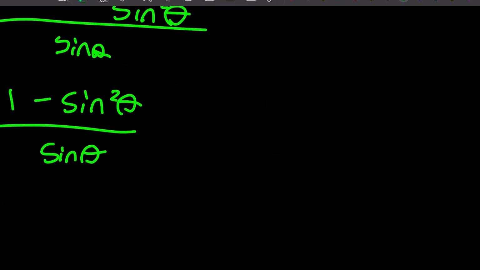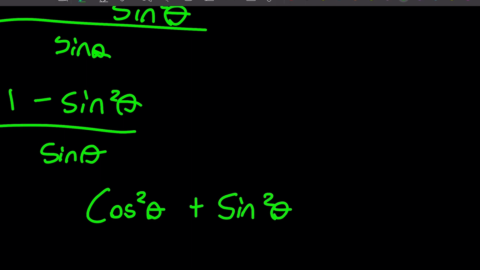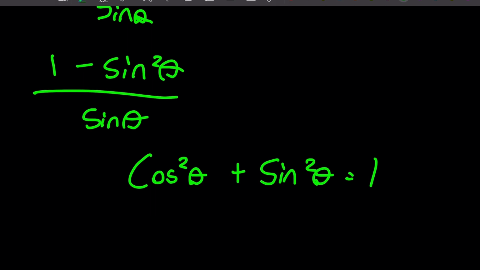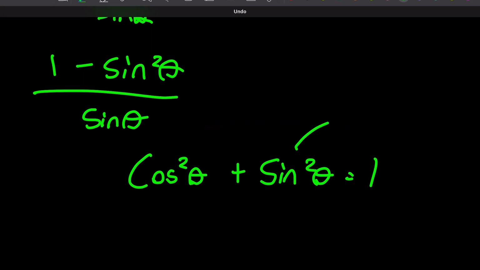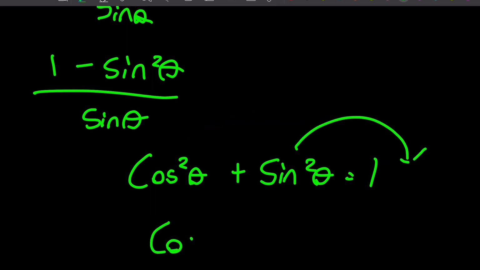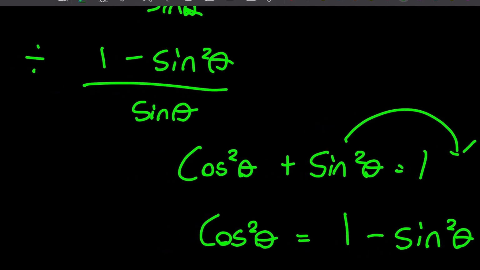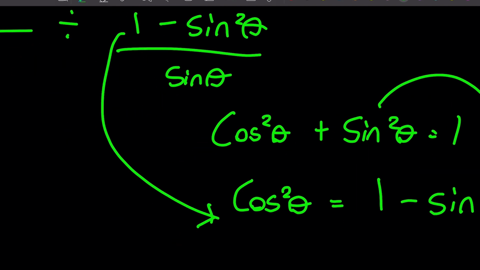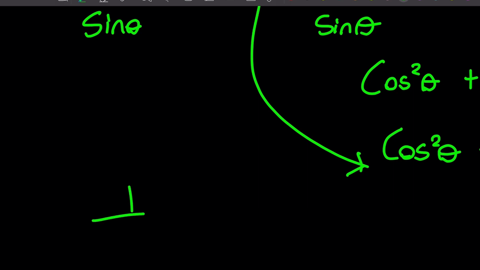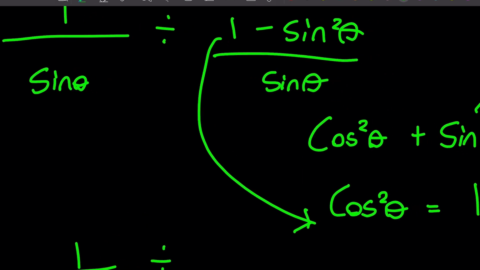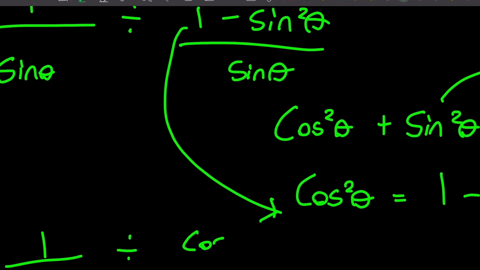Now 1 minus sine squared theta, I've been speaking about this one identity this whole video because I hope you're finally getting to remember it. Sine squared theta plus cos squared theta is equal to 1. If we bring the sine squared theta over to the other side, we have cos squared theta is equal to 1 minus sine squared theta. So where we have 1 minus sine squared theta, we can just replace it with cos squared theta. So we'll have 1 over sine theta divided by cos squared theta over sine theta.